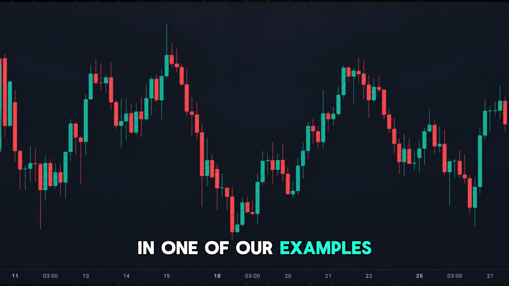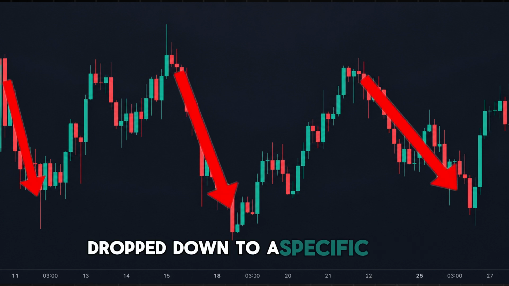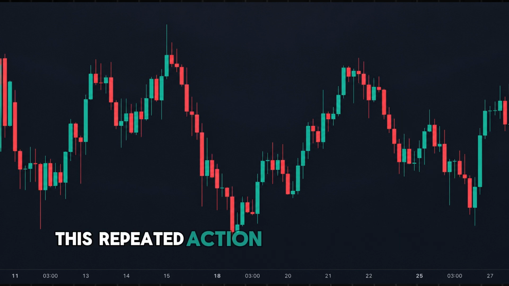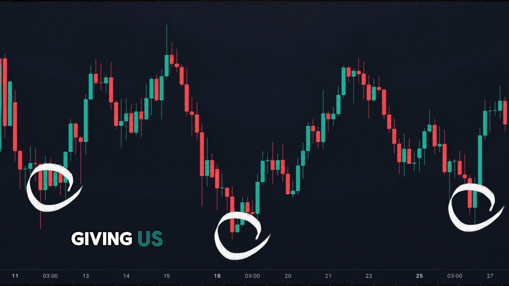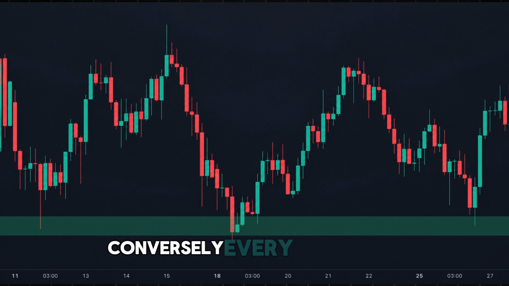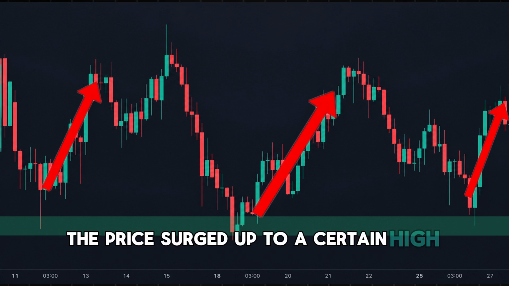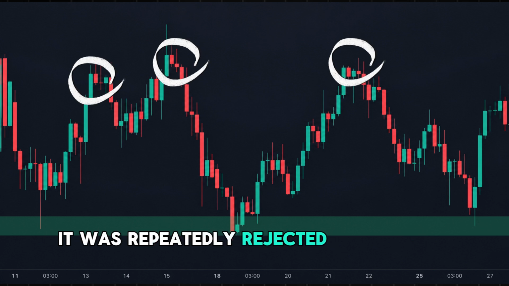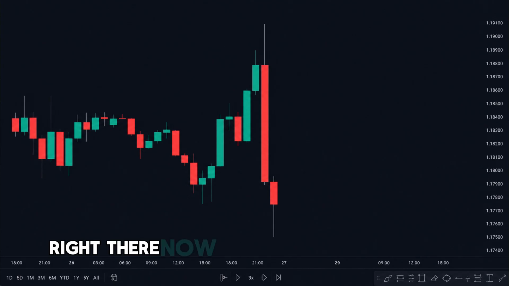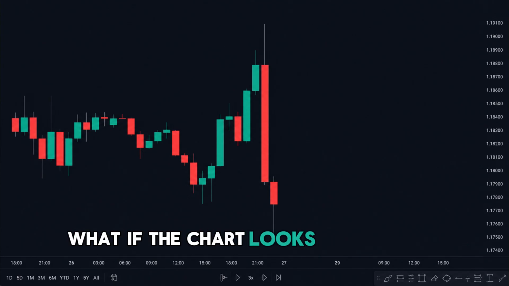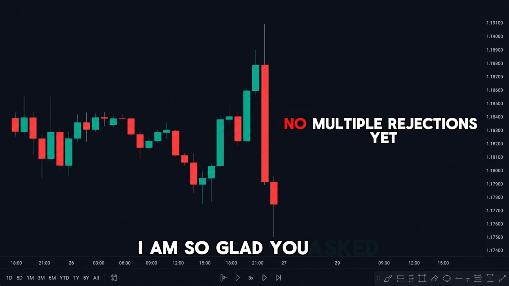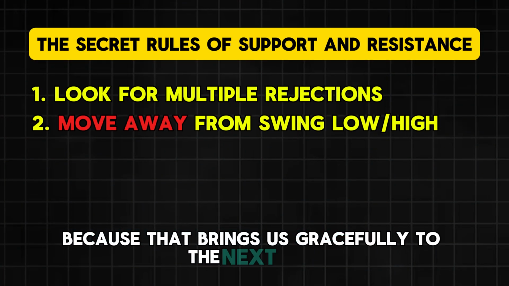In one of our examples, you can clearly see that the price dropped down to a specific level 3 separate times before bouncing back up. This repeated action shows us multiple rejections, giving us the perfect foundation to draw a solid support level right there. Conversely, every single time the price surged up to a certain high point, it was repeatedly rejected and forced to reverse. This allows us to confidently draw a resistance level right there. Now you might be wondering, what if the chart looks completely different and there are no multiple rejections yet? I am so glad you asked, because that brings us gracefully to the next rule.